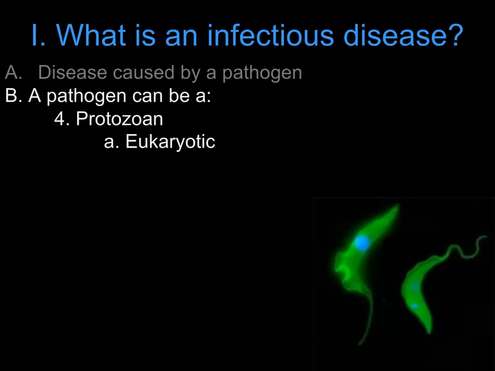Protozoans are also eukaryotic, so they're going to have organelles. They're going to be relatively large in size. Unlike our yeast cells, however, the protozoans do not have a cell wall. And that's a good thing because protozoans are frequently found in the water and they like to move. If they had a cell wall, they wouldn't be able to move.